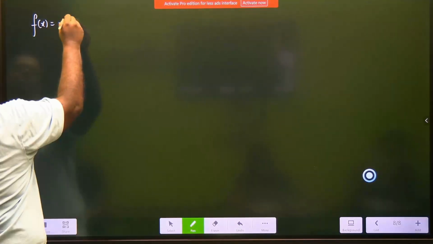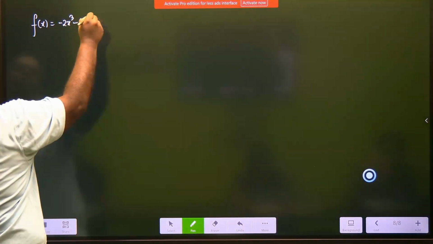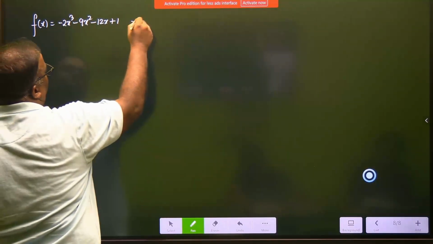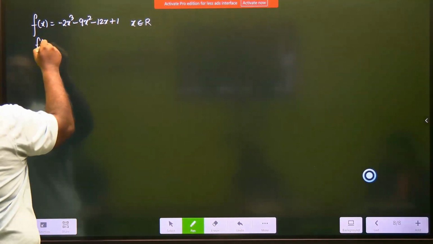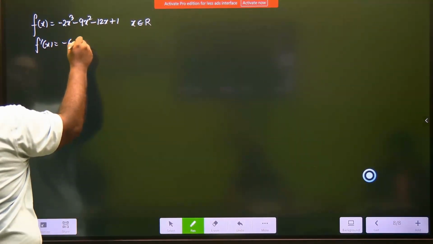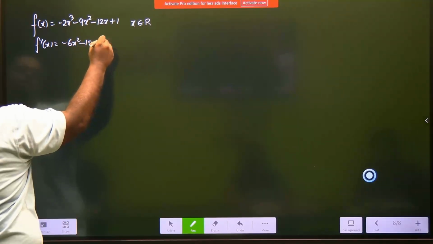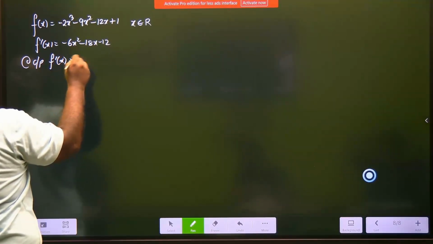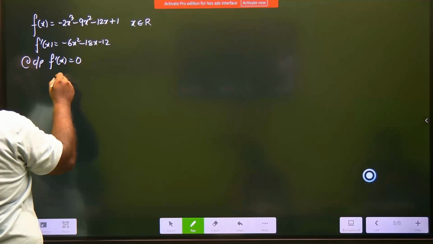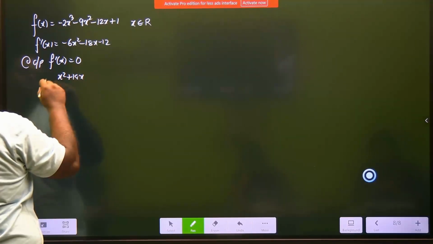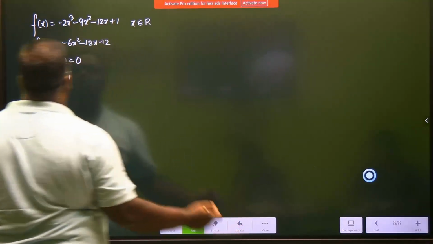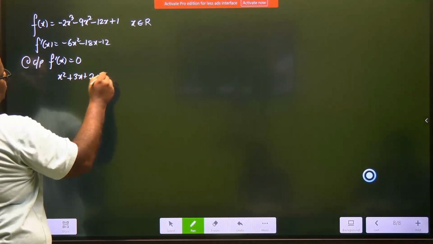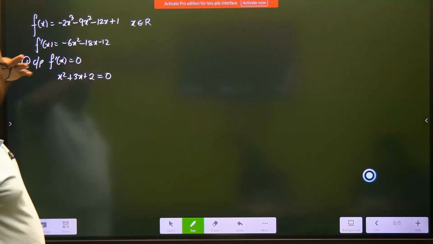Negative 2x cube minus 9x square minus 12x plus, so this is also a real valued function, okay? x belongs to R. So f dash x is negative 6x square, negative 18x, negative 12. Okay, so at critical points, f dash x should be equal to 0. So you can write x square plus 3x plus 2 is equal to 0.